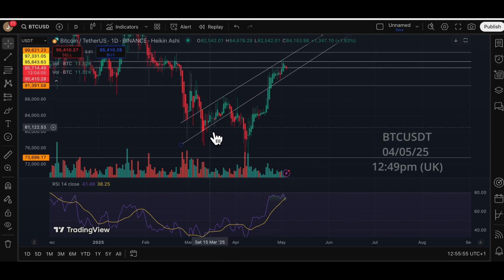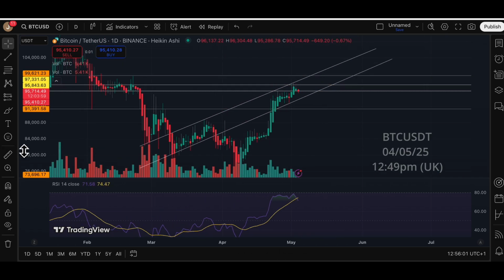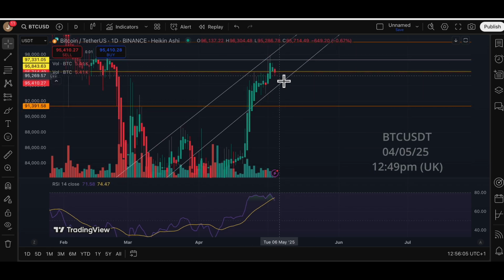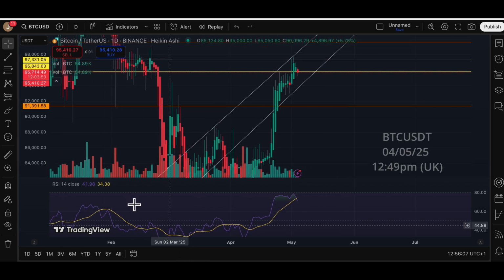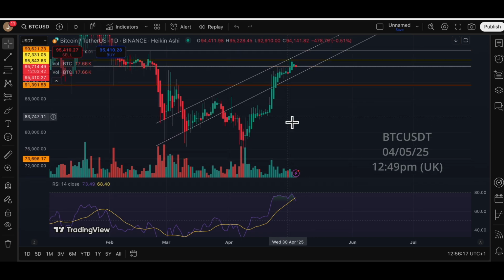You see, I just extended the lines. Let me zoom in a bit. Notice how the price action has been playing within these lines again. And as we saw the previous time, it had a break to the downside. I am looking for another break to the downside with this. There's a few reasons why.